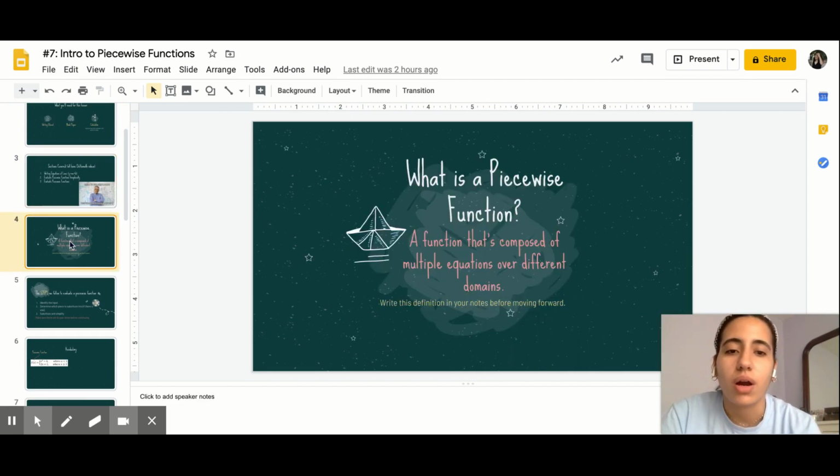Make sure that you are writing this down somewhere. A piecewise function is a function that's composed of multiple equations over different domains. The key with piecewise functions is the word piece. There are pieces. You already know what a function is. We are just now connecting that to a different type of function that has multiple pieces.